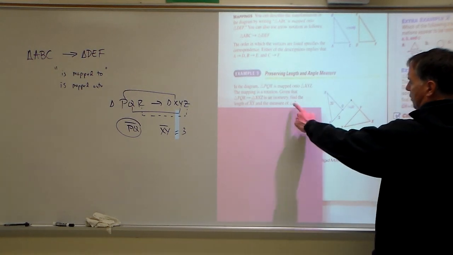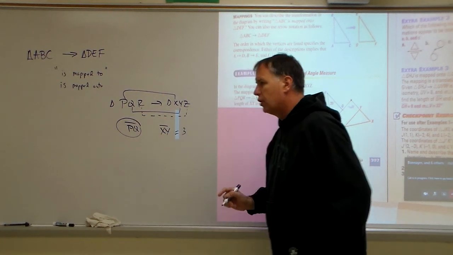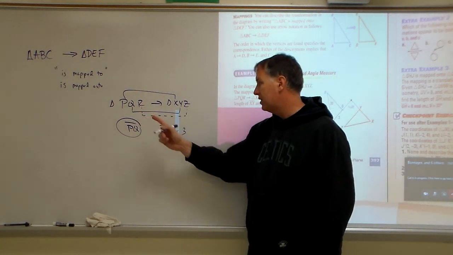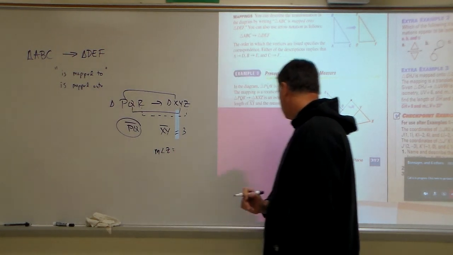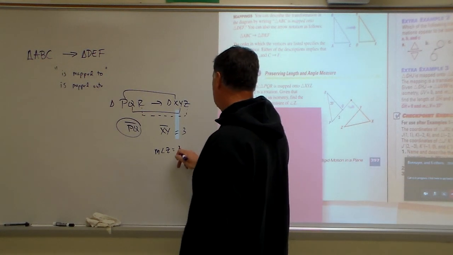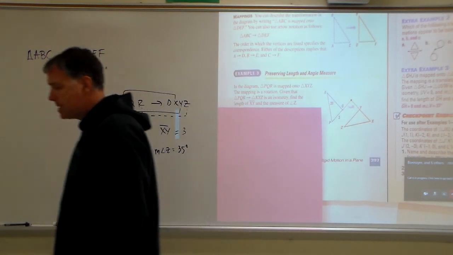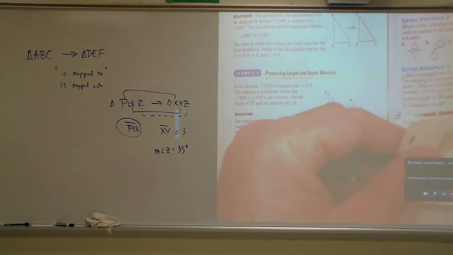Now I want to find the measure of angle Z. Z matches up with R, so if I can tell what the measure of angle R is, then I know what the measure of angle Z is. The measure of angle Z is going to be the same as R, which is 35 degrees. Okay? All right. Good stuff, man, good stuff.